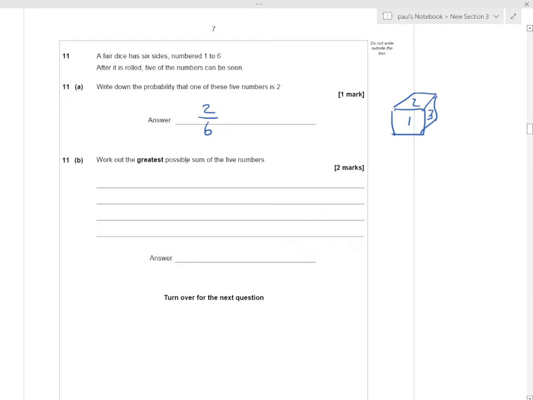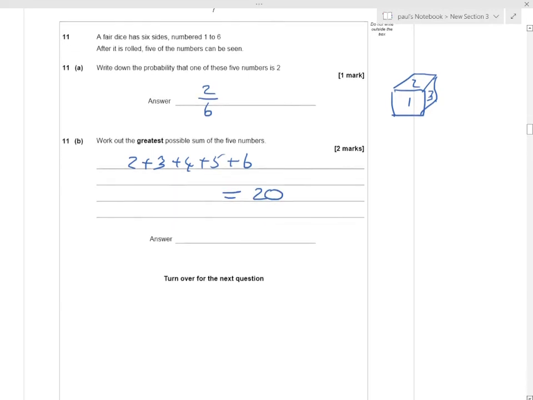And work out the greatest possible sum of the 5 numbers. Well, the greatest possible thing is if the 1 was underneath, then you'd see 2 and 3 and 4 and 5 and 6, and all that lot add up to 20. So we're on 11.